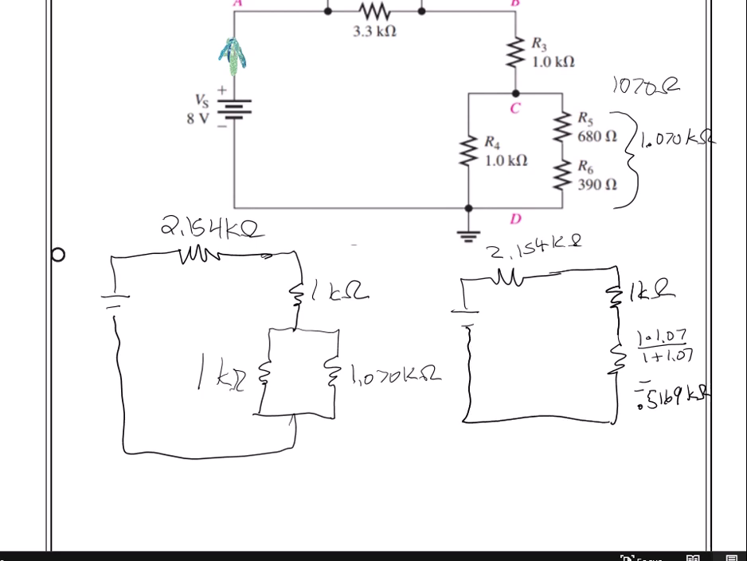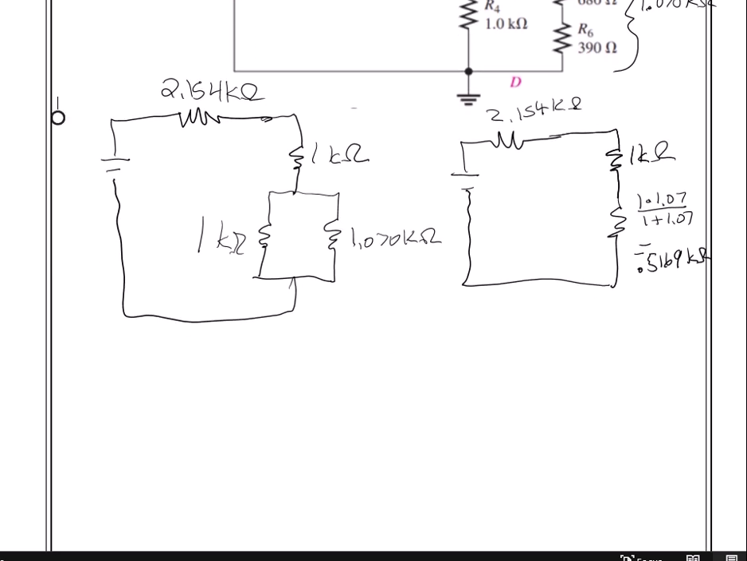And now I have 3 resistors in series, so I can just add those together. So 2.154 plus 1 plus 0.5169, I get 3.6709 kiloohms. And this in the problem was given to be 8 volts. So now I can find the current coming out of the voltage source.